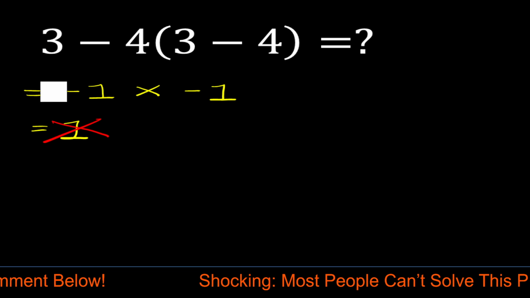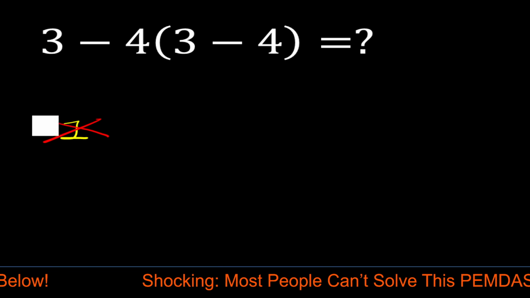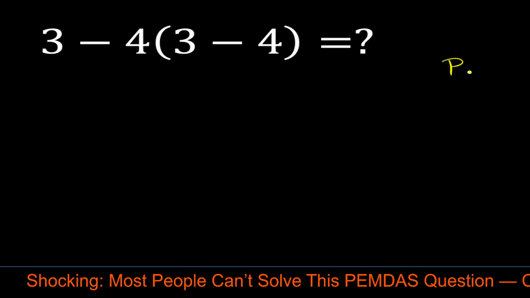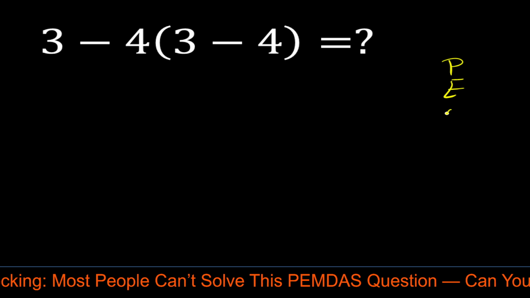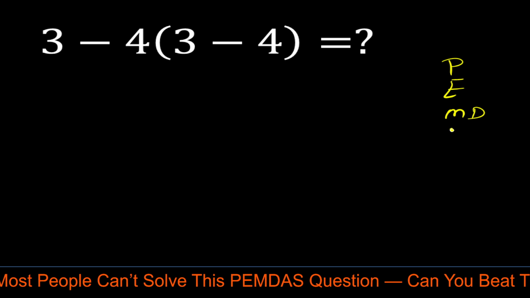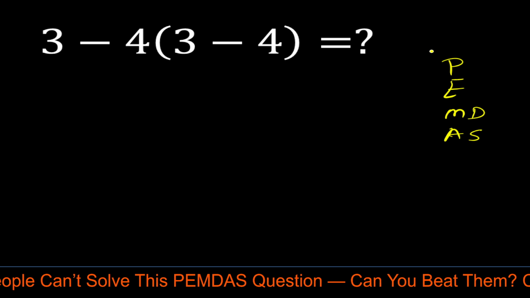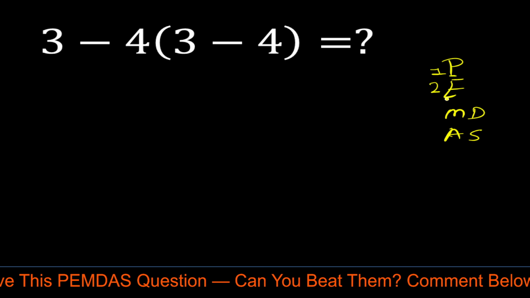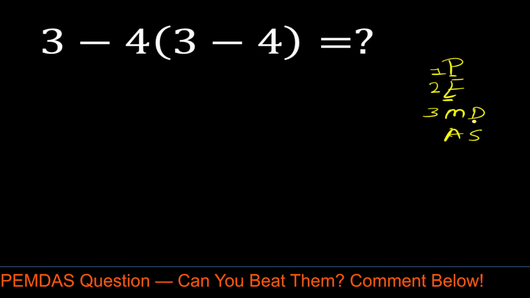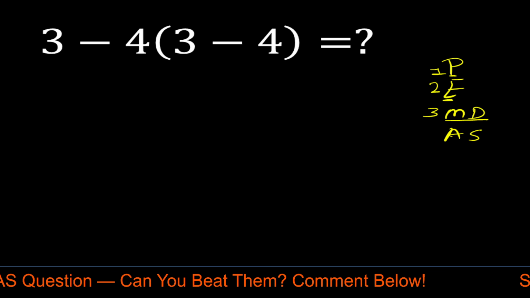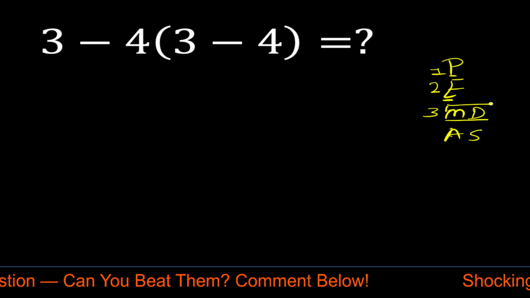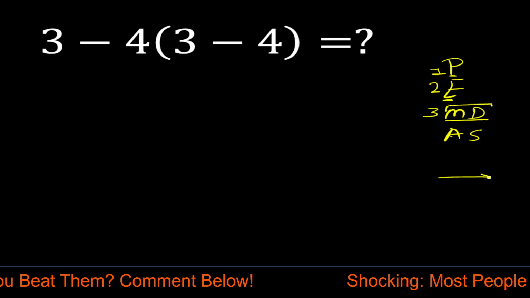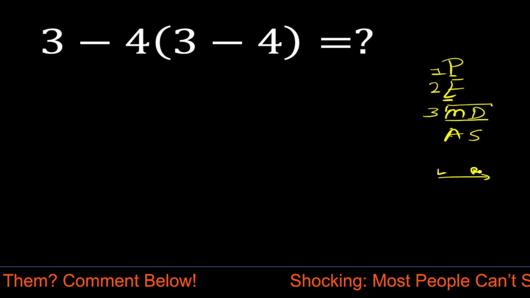So now let's solve this problem correctly by using the PEMDAS rule, right? PEMDAS. According to the PEMDAS rule, first priority is parentheses, then second priority is exponents, then third priority is multiplication and division. Here multiplication and division both have equal priority, so we have to solve it from left to right.